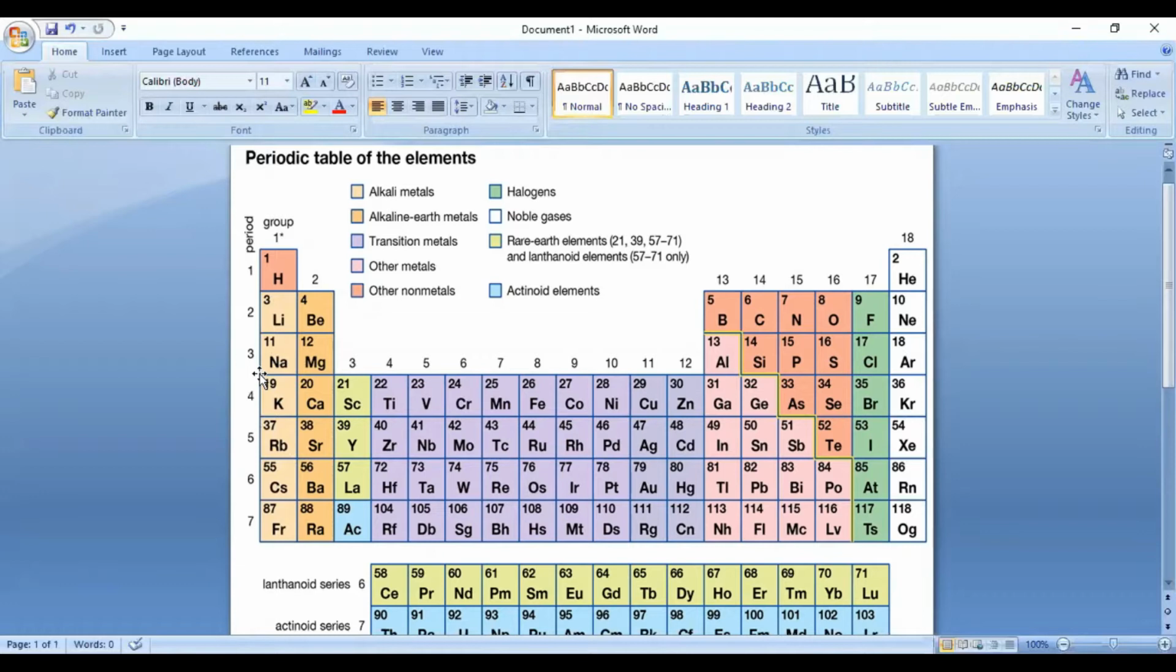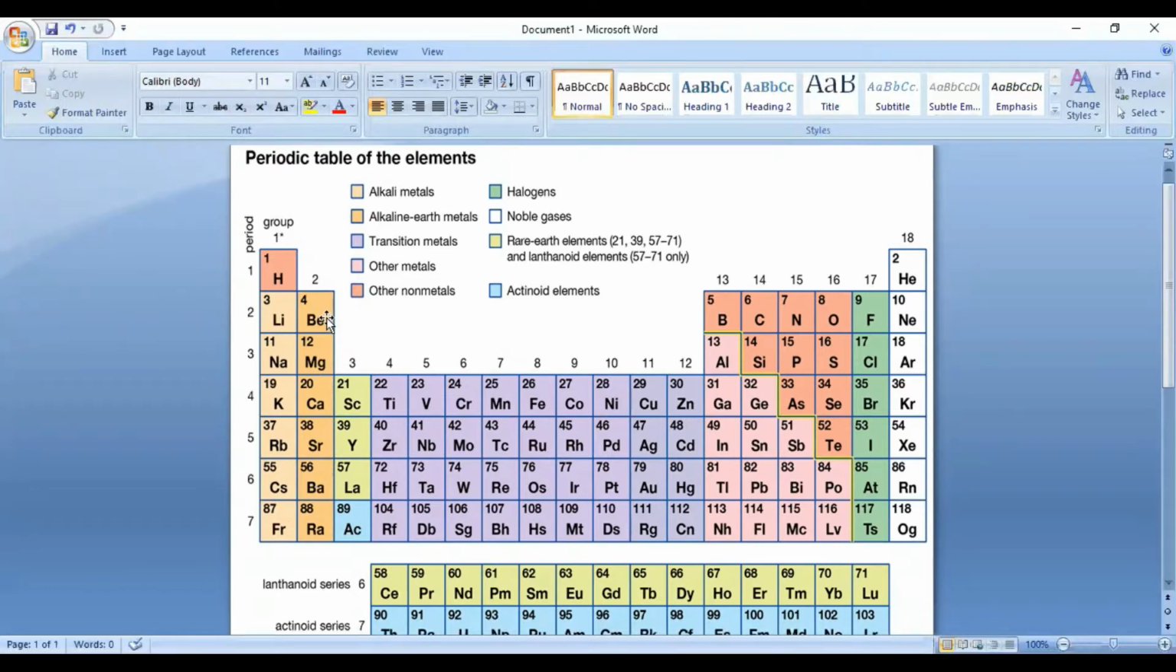Their valence shell contains one electron only, and on reaction they lose this electron and form univalent positive ions. They are highly reactive metals with low melting points. Francium is radioactive. Now coming to the second group, which is the alkaline earth metals, which includes beryllium, magnesium, calcium, strontium, barium, radium. Group 1 is called the lithium family.